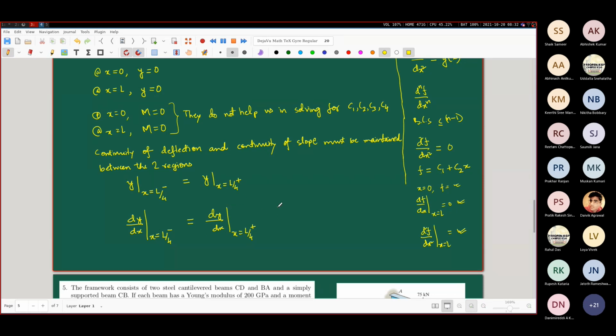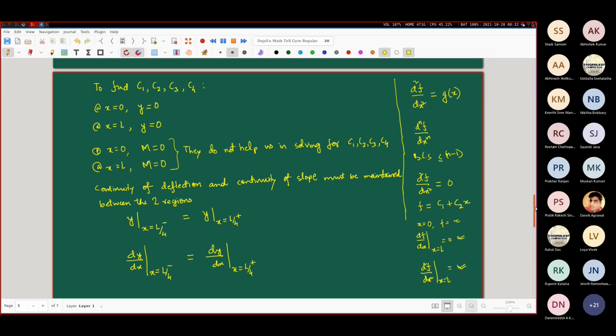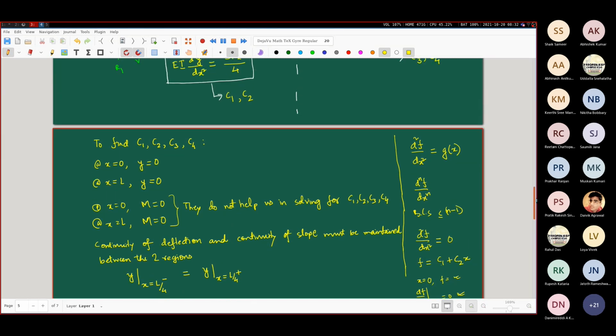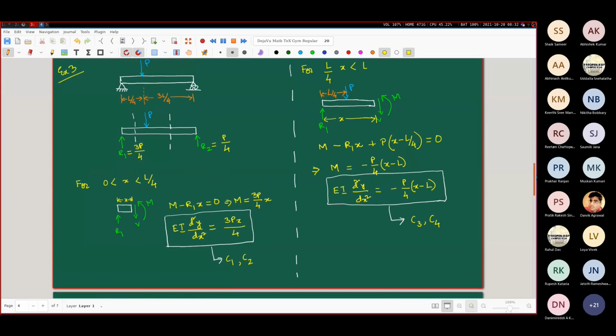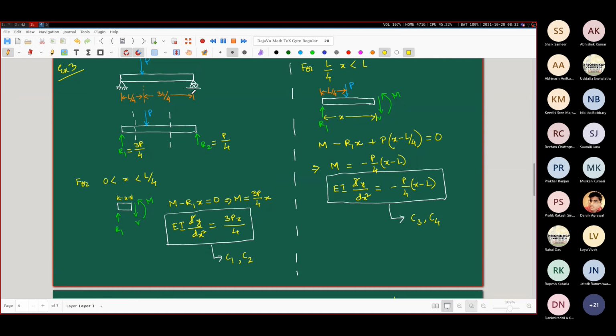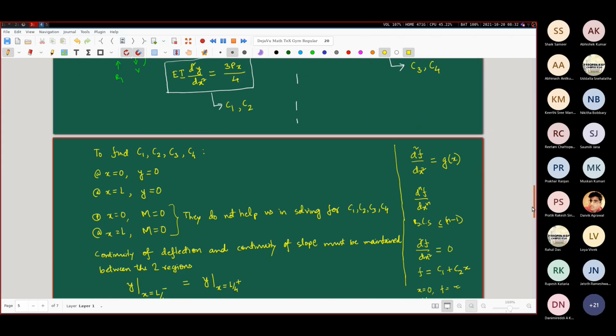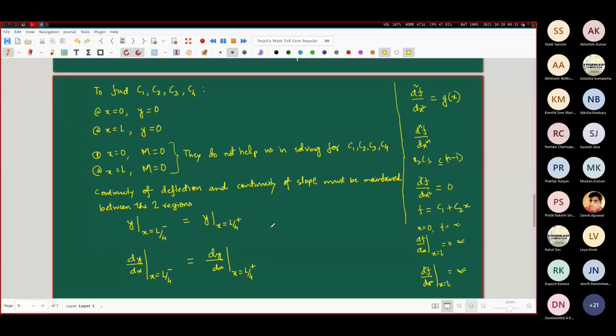This is a very, very important fundamental concept. In many problems, you will see that in addition to the conditions which are present due to the reaction supports, you will have to ensure that this continuity of deflection and the continuity of slope are maintained. This is extremely important. In many different problems, you will have to use this.